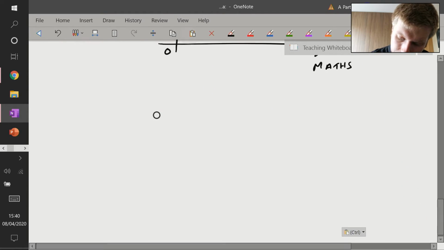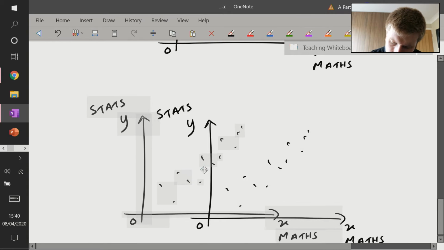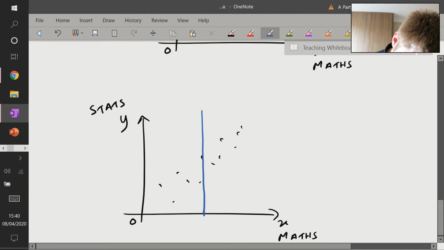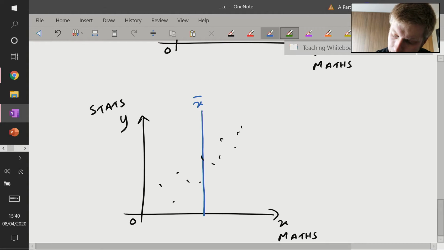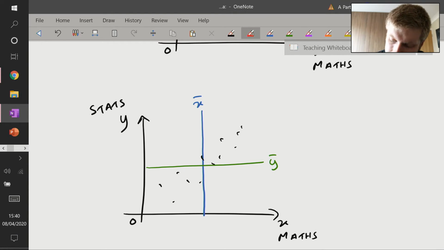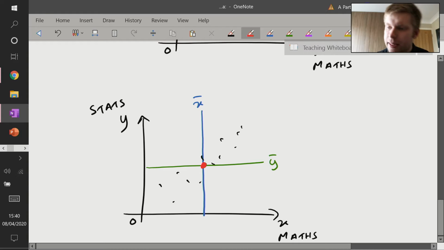Let me draw out the graph again, okay? So let's look at this in combination. Remember that here is the mean mark of my maths paper, x bar, and here is the mean mark of my stats paper. So this is going to be y bar, okay? Fairly obviously, the intersection point, this red point here, would be people that score average on both papers. So this is people that score kind of in the middle of the road.